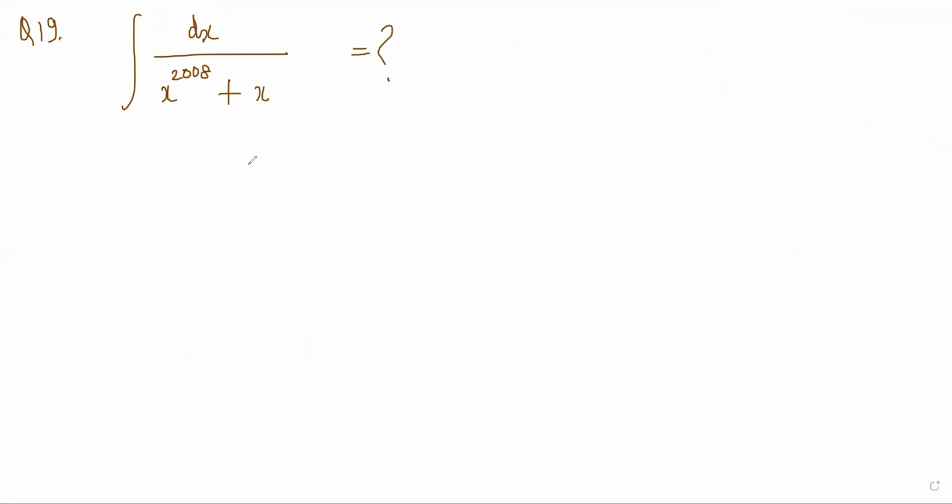Actually, this is a fairly easy question. Again, reinforcing the fact that we should take something common and then try to go for a method of substitution. So what I will do here is I will take x power 2008 common. So this will become x power 2008 times (1 plus x power minus 2007). And there is a dx here, right?